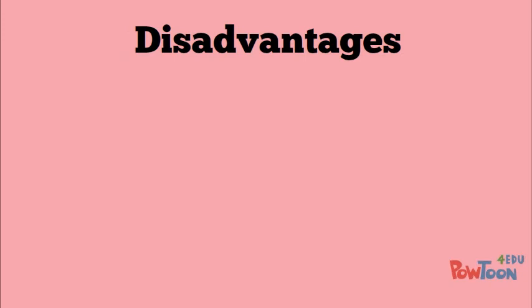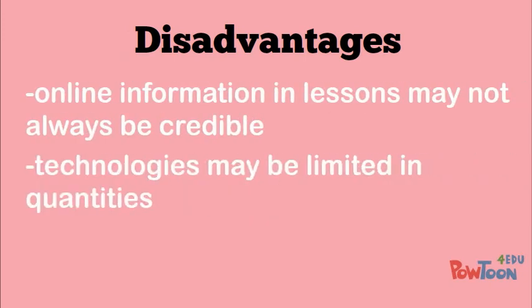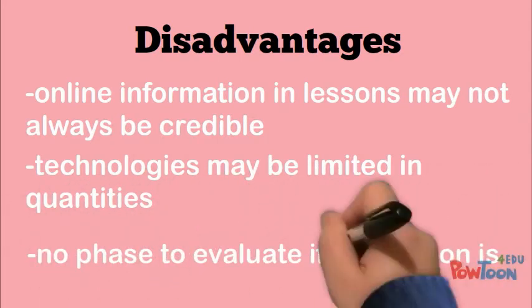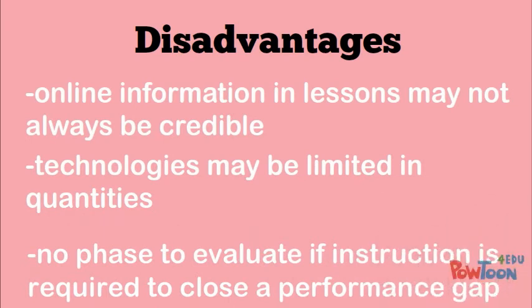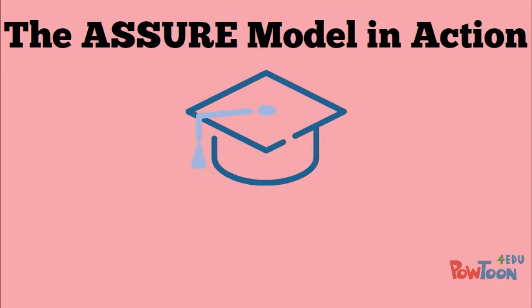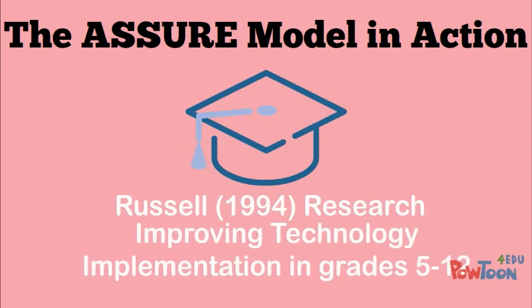The disadvantages include use of online information in lessons may not always be credible, technologies may be limited in quantities, and the model does not have a phase to evaluate if instruction is required to close a performance gap. The Assure model is mostly used in the field of education. An example of the use of this model can be seen in Russell's research in improving technology implementation.